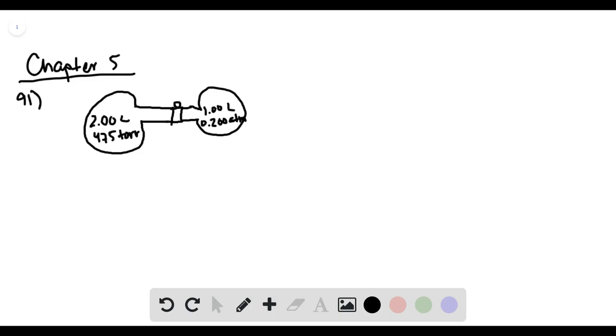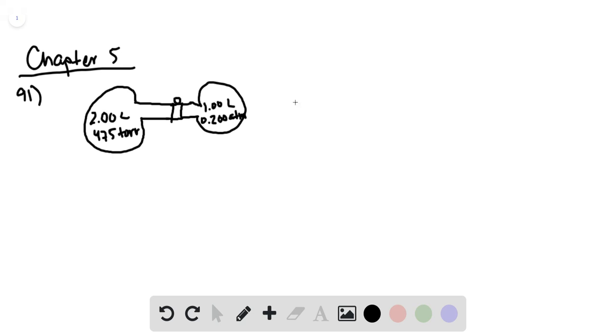Problem 91 says to consider the flasks in the following diagram. So here's my somewhat badly drawn rendition of the diagram in 91. What are the final partial pressures of hydrogen and nitrogen gas? After the stopcock between the two flasks is opened, it says to assume the final total volume of this combined system is 3 liters. It also asks what the total pressure is, so the partial pressure of each gas and then the total pressure.